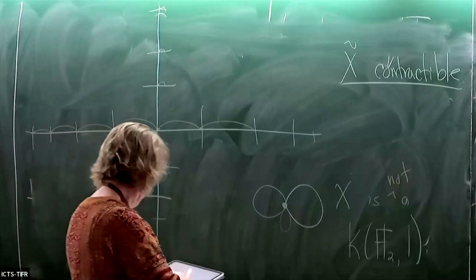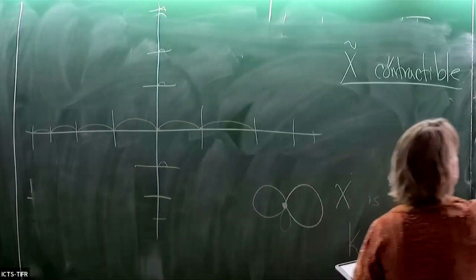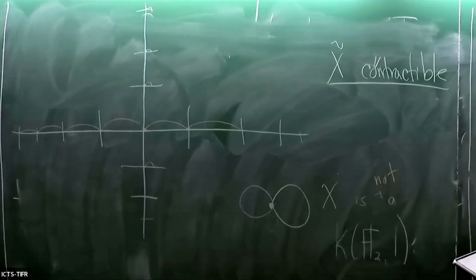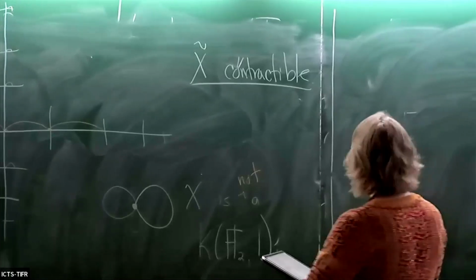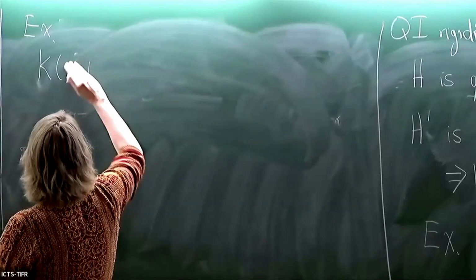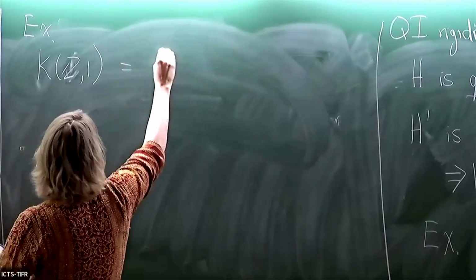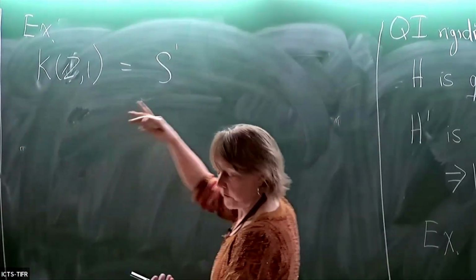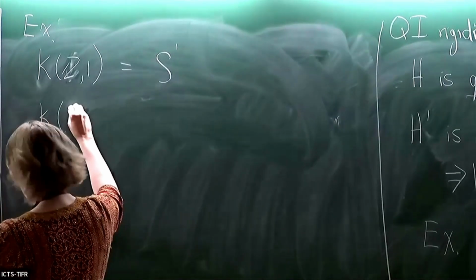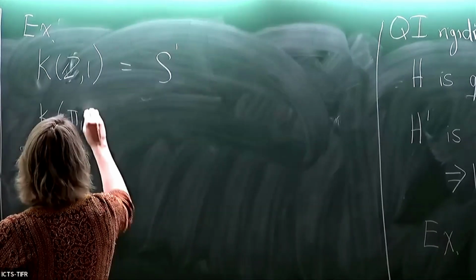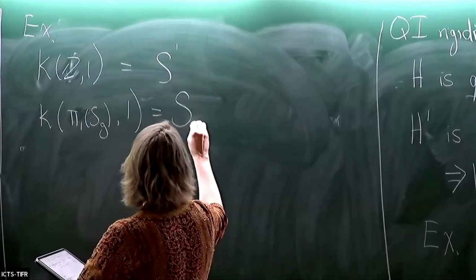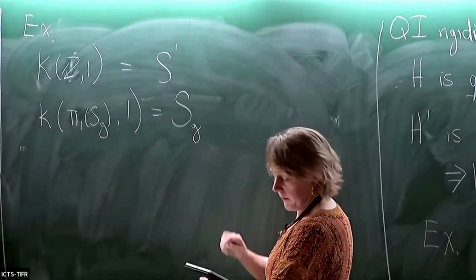Okay, so let's do some examples. KG1 for Z is just going to be S1, so the cover is going to be R. For pi1 of a surface of higher genus, it'll just be that surface. It'll be hyperbolic when it's higher genus.